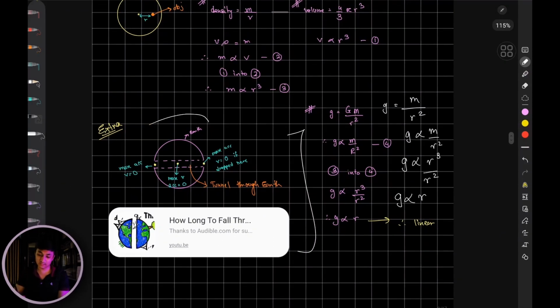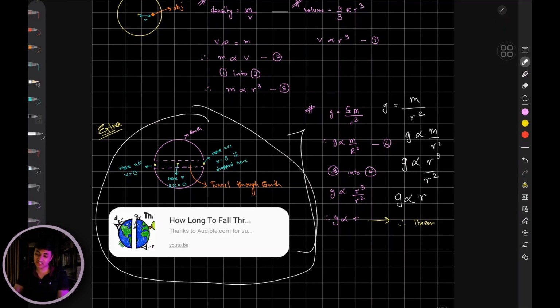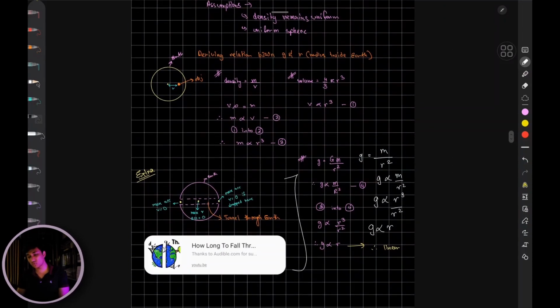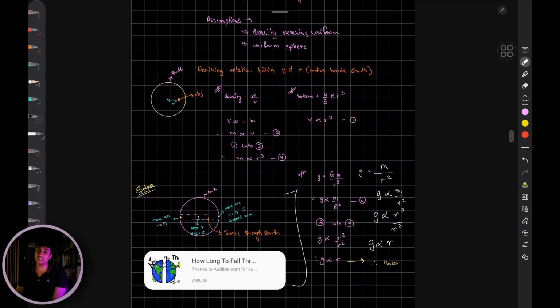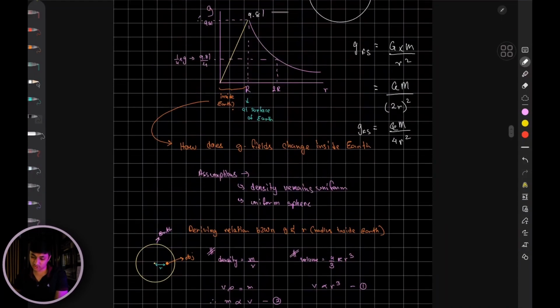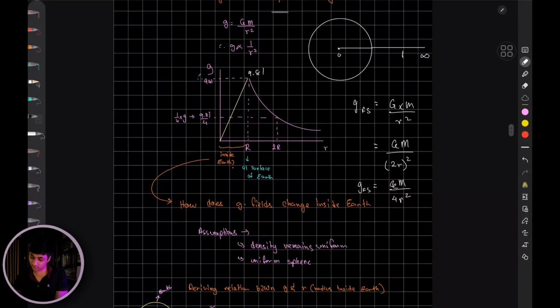Now, this example is better explained by this video, and I'll link this video in the description so you can watch the video, and it's quite well explained. So you'll get a better idea of what it means to fall through the center of Earth and how your velocity will vary with distance through the Earth, right? So I'll link the video, do watch it, it's a nice video.